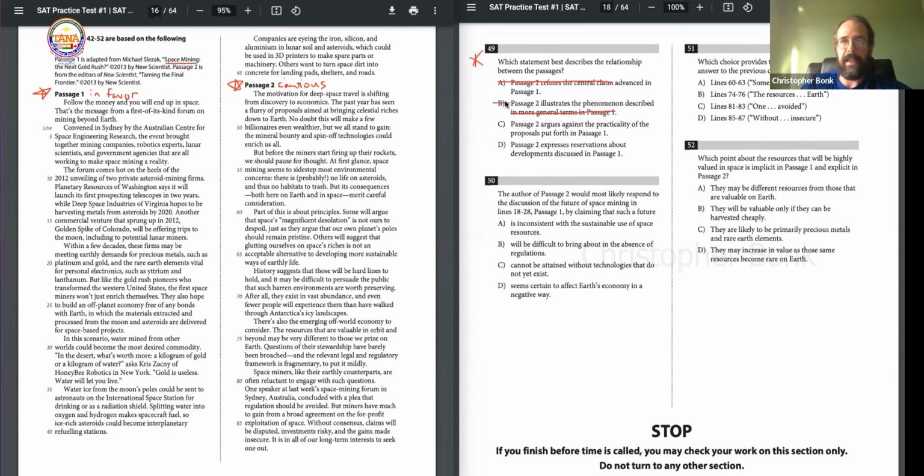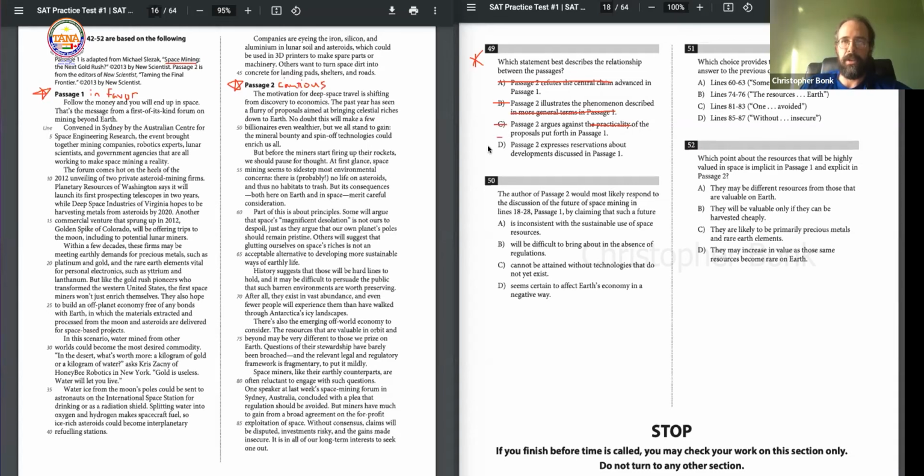Then we get to C and D. These are the ones where there is a little bit of conflict, but it's not full conflict. So C, passage two argues against the practicality of the proposals put forth in passage one. That's not their argument. They're not saying, can it be done? They're asking, should it be done? And if it's done, how will it be done? Practicality is just basically, can it be done? Can they do it practically? So that won't be it.